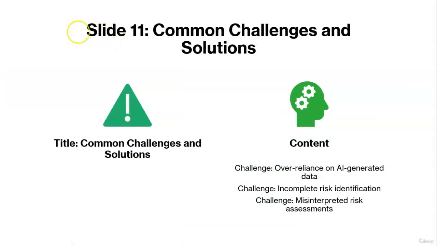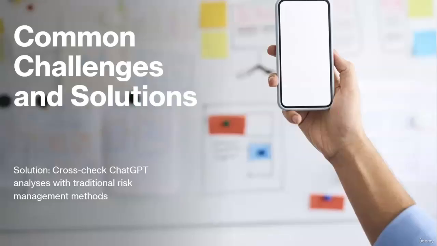Some common challenges and solutions. Using ChatGPT in risk management can come with some challenges, but these can be effectively managed. Like challenge, over reliance on AI generated data. These are the challenges, and incomplete risk identification and misinterpreted risk assessments. The solution is, always cross-check ChatGPT analysis with traditional risk management methods, and accordingly you can get the solution.